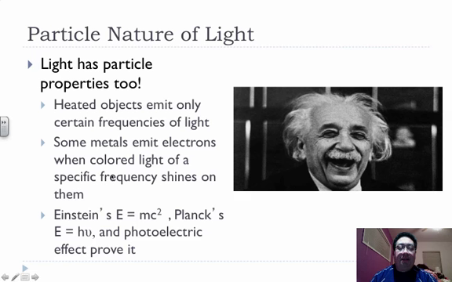What we find is that some metals emit electrons when light of a specific frequency shines on them. I'll show you a figure of what this looks like in a minute. I know it's kind of confusing, but some metals, if you shine light on them, give off electrons. Einstein's theory of relativity combined with Planck's equation illustrates this with the photoelectric effect, a phenomenon we haven't really talked about yet, but I'll touch on more in class tomorrow.